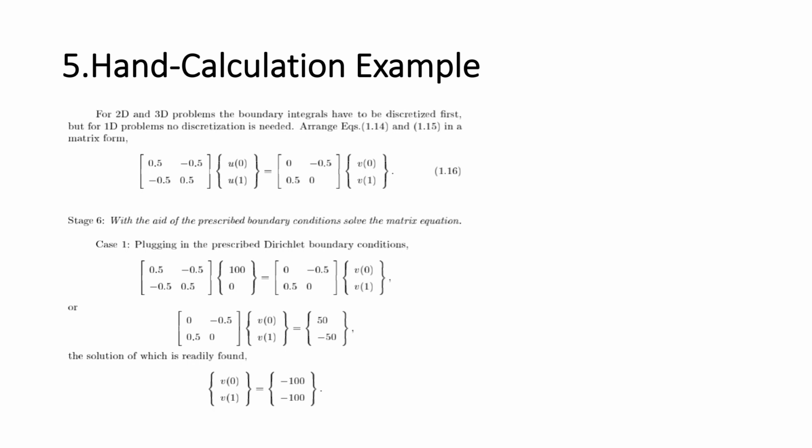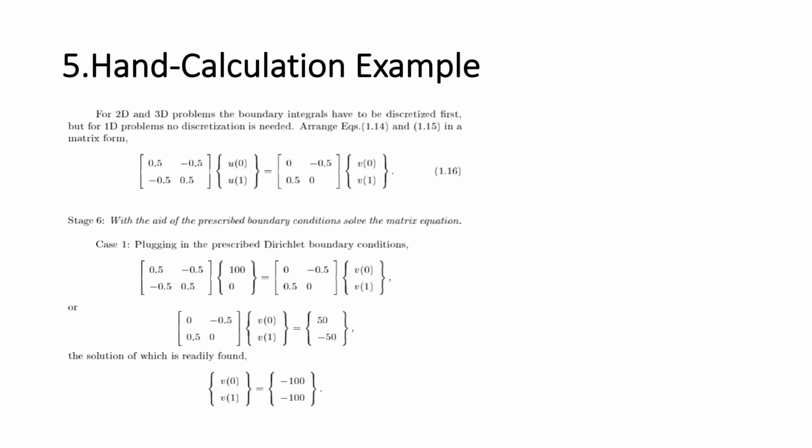For 2D and 3D problems, the boundary integral has to be discretized first. However, this is a 1D problem, so no discretization is needed. And so what we're going to do is rearrange the equation from the previous slide into matrix form. And then we use the boundary conditions stated in the problem for each boundary case: Dirichlet, Neumann, and the mixed boundary conditions. We use them to solve the matrix equation.